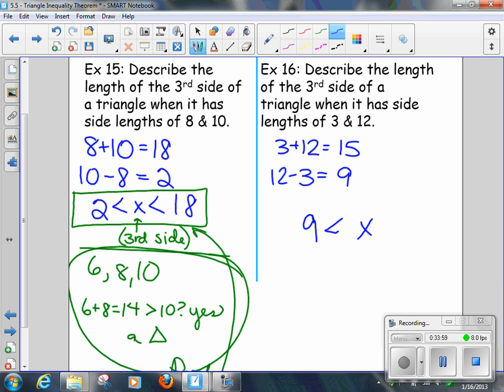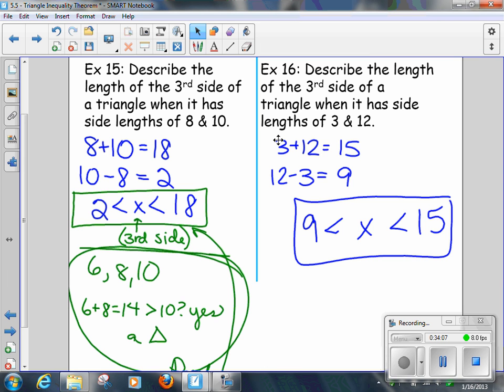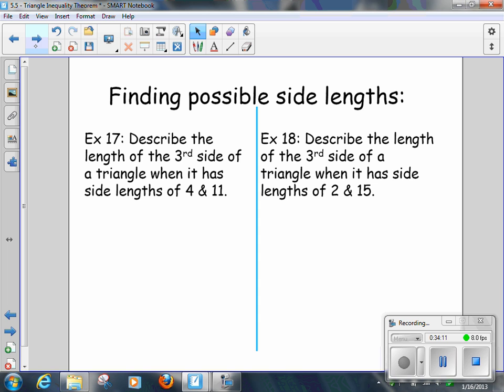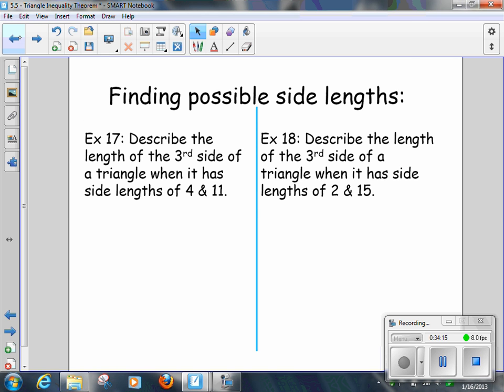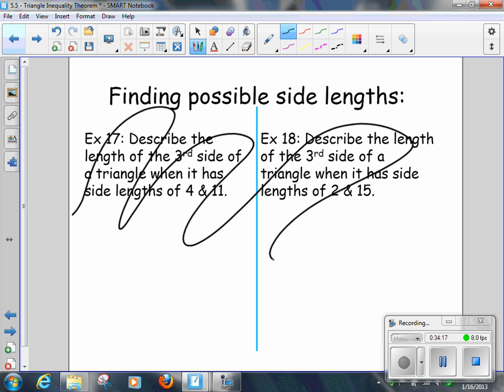9 less than X, which is less than 15. How many of you have that right there? There we go. Good. That's the answer. Okay? What else? I'll do the next two. Hold on. No, we've already done this.